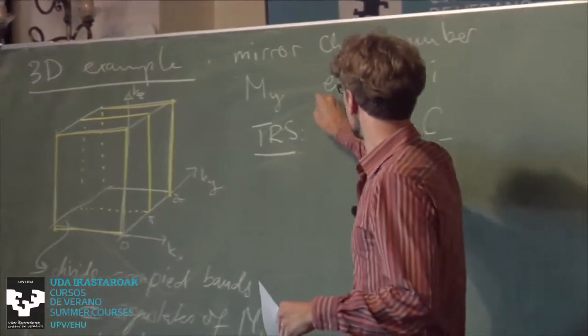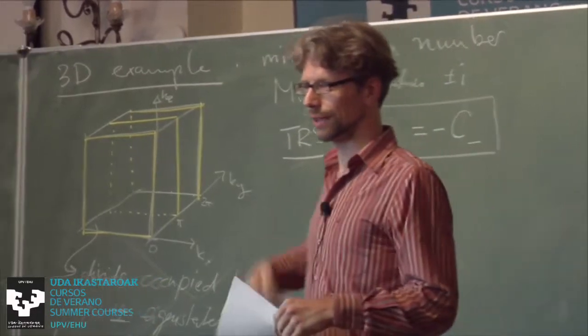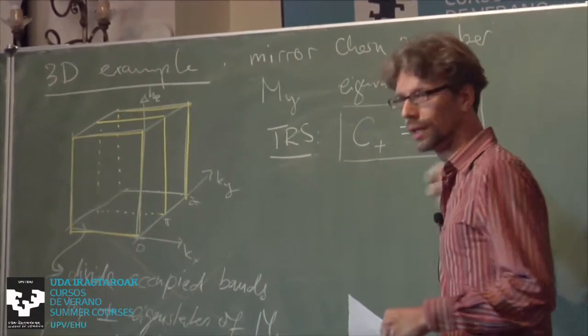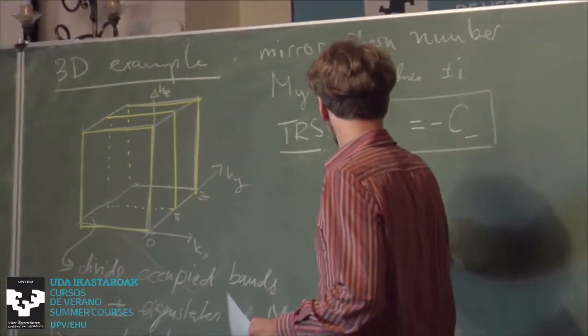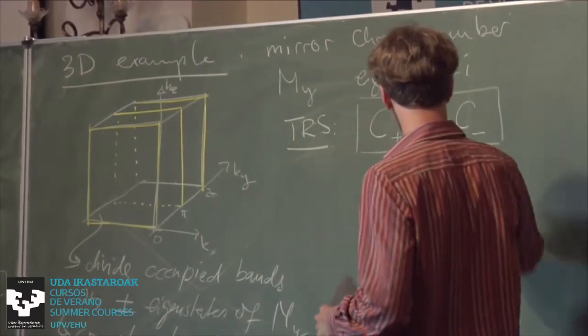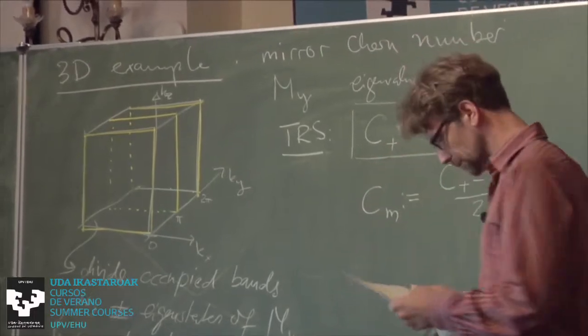So that's the constraint of time reversal symmetry. If that was not the case, then I would have a whole conductivity, because the difference between the sum of the two is the whole conductivity, the total Chern number. But now I can also look at the difference of the two. That's the mirror Chern number. And so it's defined as C plus minus C minus over 2, say.